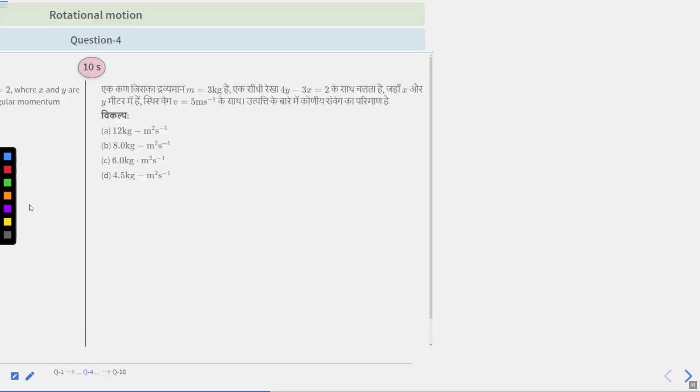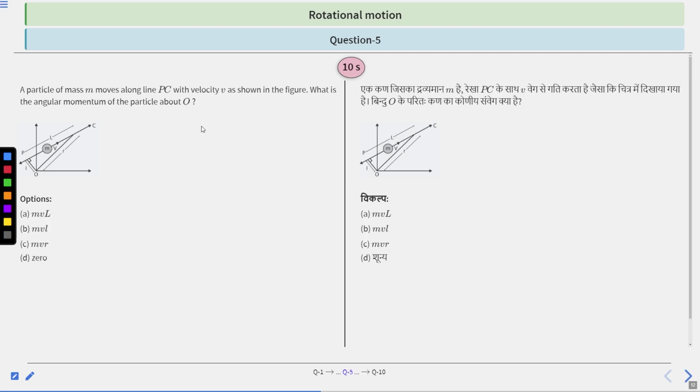Next question, question 5. A particle of mass m moves along line PC with velocity v as shown in the figure. What is the angular momentum of the particle about O? So this question asks about the angular momentum of the particle. Given options: option A is mvl, option B mvl, option C mvr, and option D 0. Which one is correct? You have 10 seconds to solve this question. After 10 seconds, we will provide the solution.